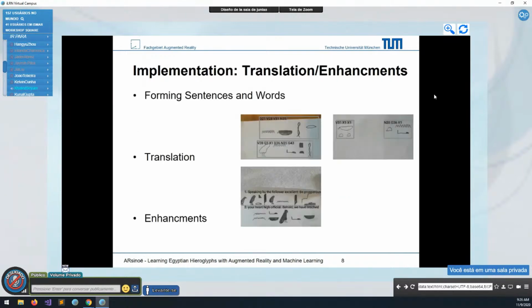Yeah, for the implementation, first we form the sentences and the words. This is done by taking sentences as glyphs on the same horizontal line, and words as glyphs that have horizontal gaps between them. And the translation happens by mapping the detected glyphs to the dictionary. But it's not done exactly like that, because sometimes, as I mentioned, misdetections could happen.